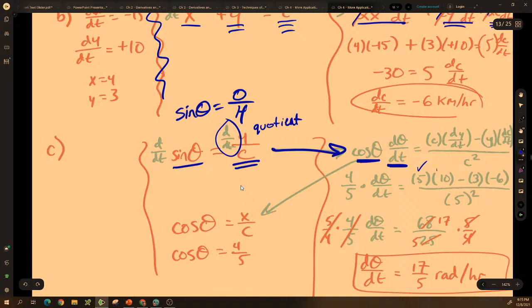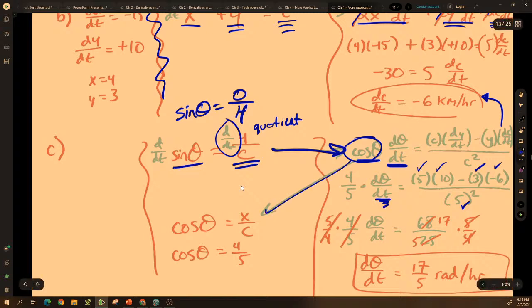I can plug in for dy dt, 10. I can plug in for y, 3. I can plug in for dc dt, negative 6, right? That's what I got up here. Then I can plug in for c, 5. I cannot plug in for cosine theta yet. And I don't want to plug in for d theta dt because that's what I'm trying to solve for.